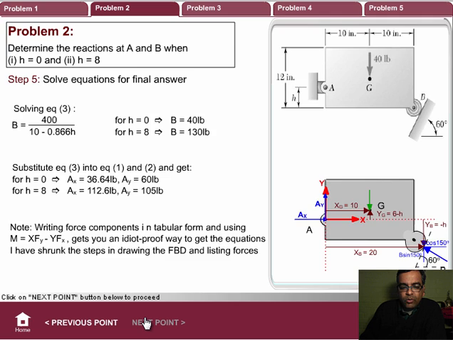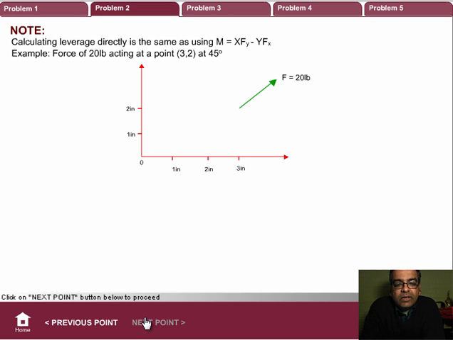Before we go, I want to make one more point, which is that some of you have this idea that you can also do it by doing leverage. You know what I mean? Drawing a parallel line and so on. I want to show you with an example that doing this or xFy minus yFx will give you the same answer. So suppose I have force shown here, 20 pounds, 45 degrees and acting at the point 3, 2. Can you see that? X is 3, y is 2.